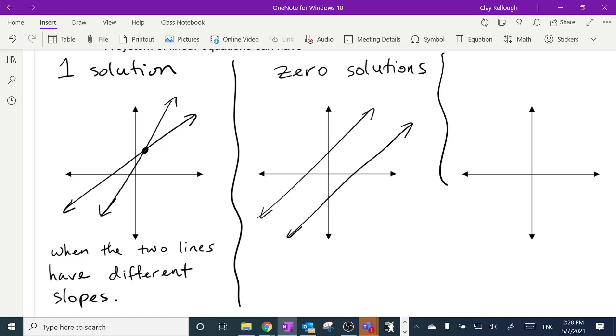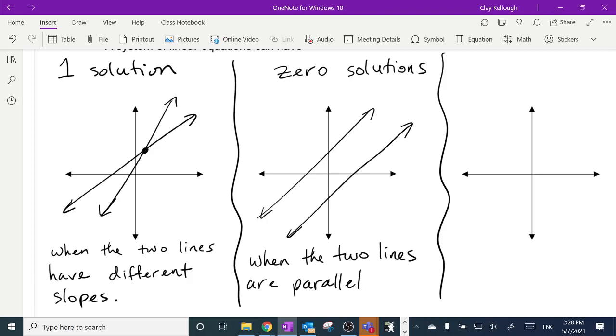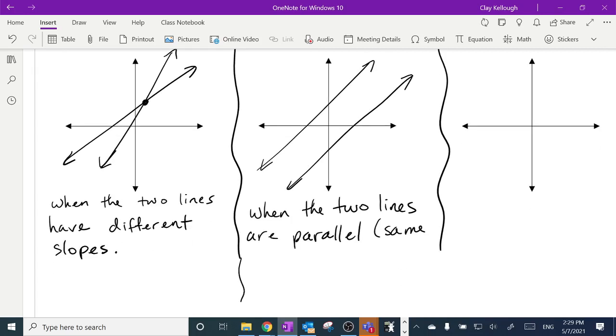Obviously, I get zero solutions when the two lines are parallel, which means, of course, they have the same slope. Nothing else about them has to be the same, right? They can have different x and y intercepts, like these guys here have different x and y intercepts, obviously. But if they have the same slope, they will never, ever meet, no matter how long you draw them, no matter how big the plane. You would say that there are zero solutions to that system because those two lines never cross anywhere.